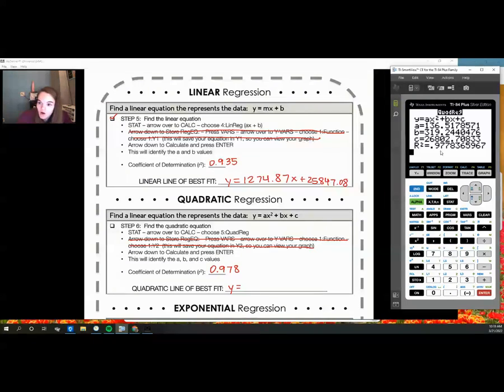Y equals, our A value is 136.52 x squared plus 319.24 x plus, I'm going to run out of room, but I'm going to do the best I can, 26,802.71. It does say 0.71. Very sorry that it is that messy. All right, we have completed that one.